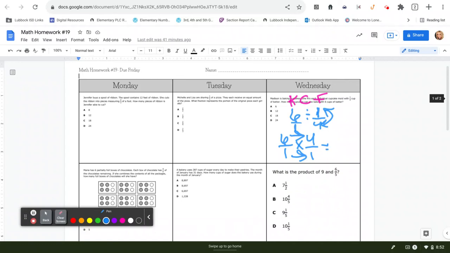We're dividing up our whole number, so our answer is going to be a whole number, and you can see that here. 6 times 4 is 24. 1 times 1 is 1, which is the same as 24 wholes.